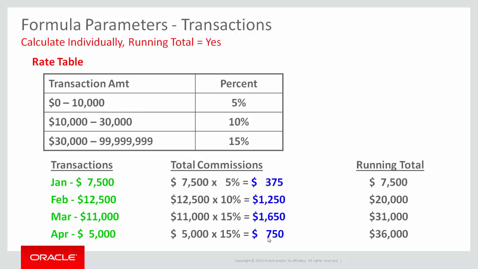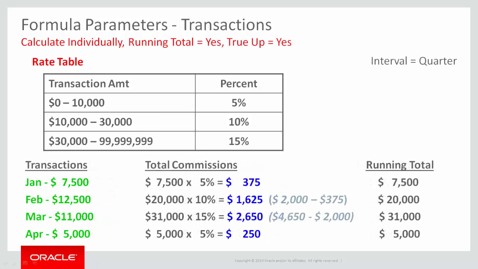So all that we've done, we're still processing transactions individually. All that we're doing now is we've just changed the flag of the running total, which was no. We've now changed it to yes. So let's add another level to this. And so calculating individually, running total equals yes.